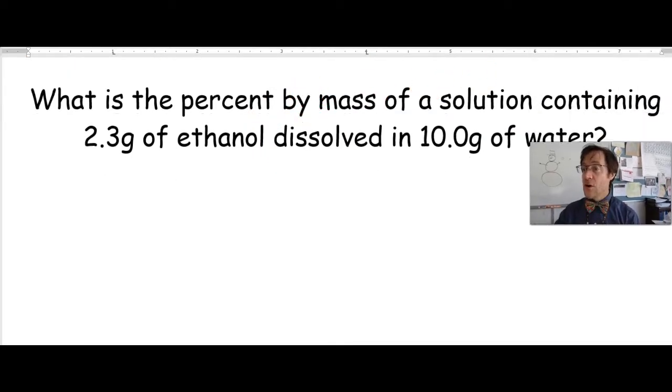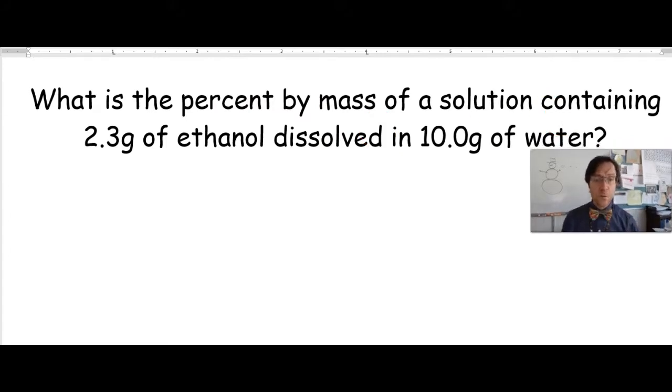All right. So percent mass is pretty easy. It's part over whole times 100. So what is the percent mass? So let's do percent equals my question mark of a solution containing 2.3 grams ethanol, dissolved in 10.0 grams water.